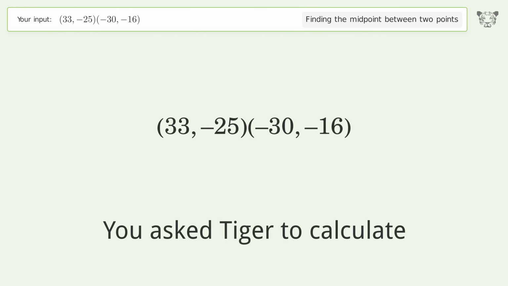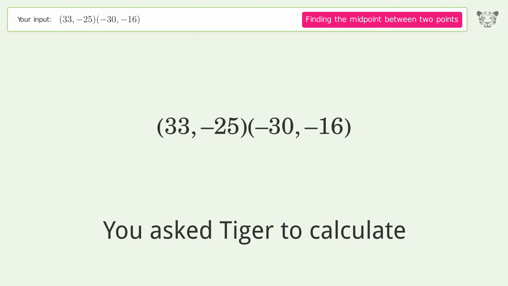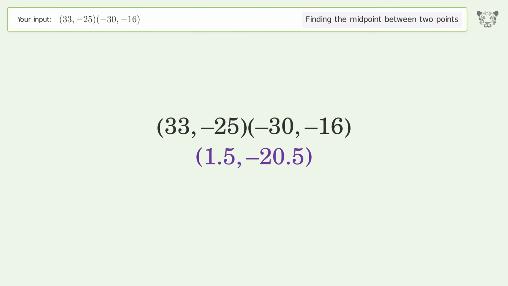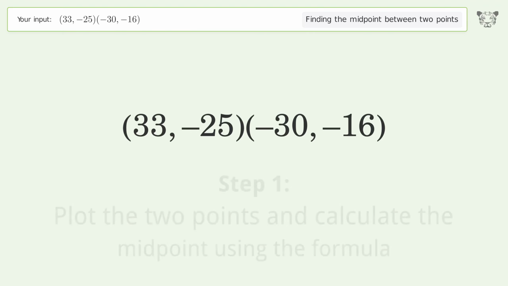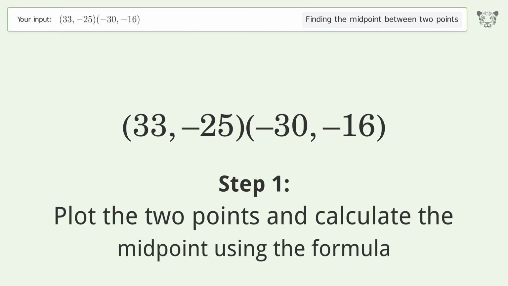You ask Tiger to calculate. This deals with finding the midpoint between 2 points. The midpoint between the 2 points is 1.5, negative 20.5. Let's solve it step by step. Plot the 2 points and calculate the midpoint using the formula.